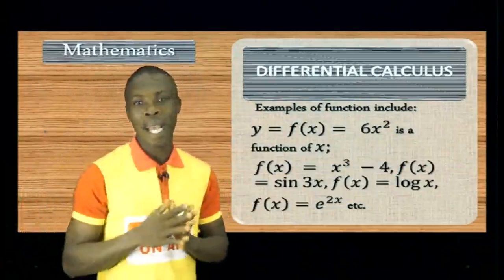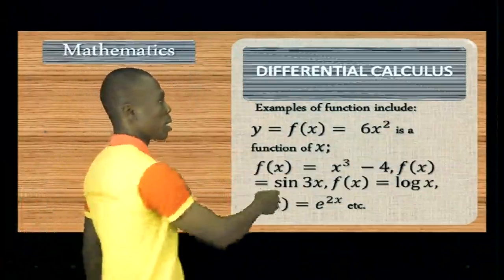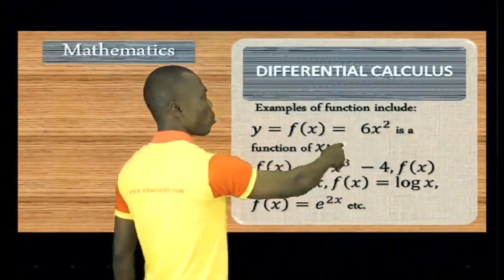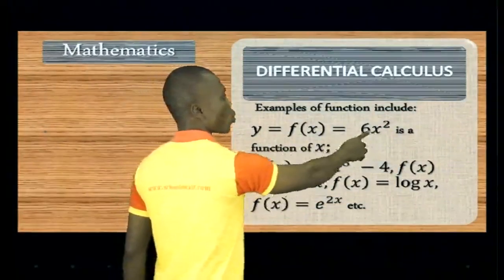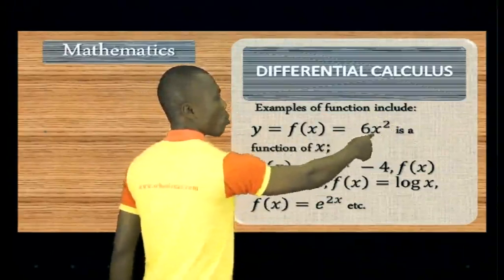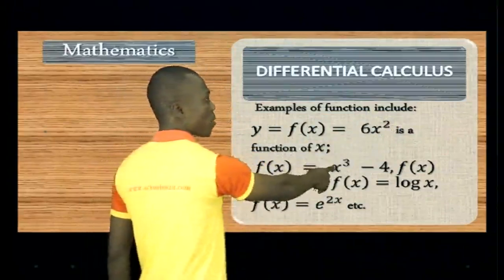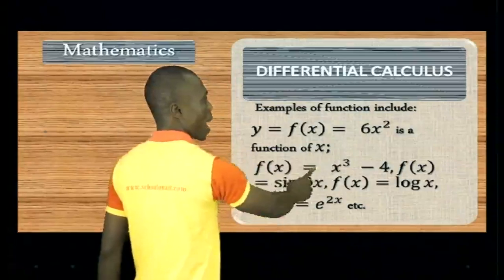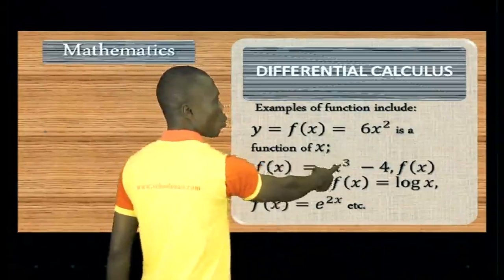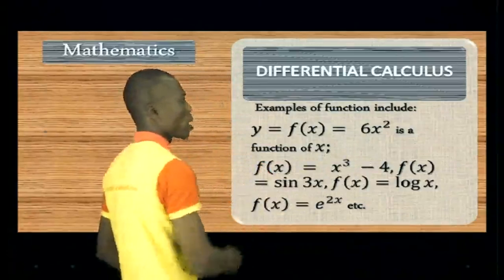value x assumes. So in this case, for instance, if x takes the value of 1, what that means is that y will be equal to 6, because 1 square will be 1 times 6 will be 6. And in this case, if our x takes the value of 2, that means my f of x will be 2 raised to the power 3, which will be 8 minus 4. So f of x will be 4.